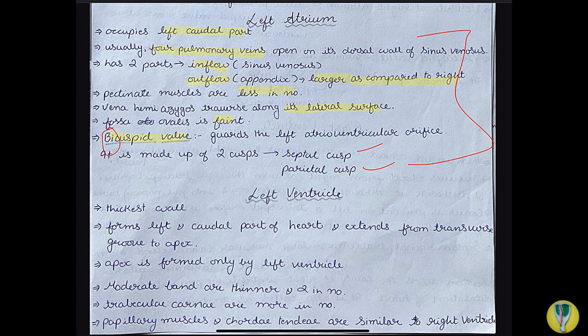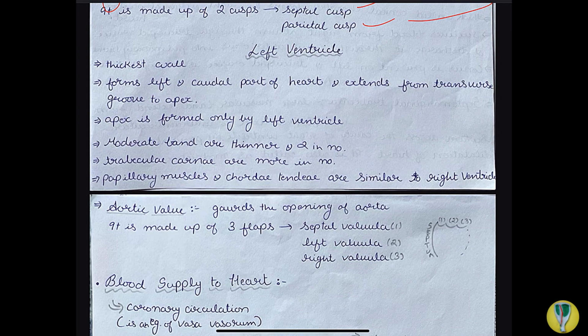Then at last we have the left ventricle. It has the thickest wall. It forms the left and caudal part of the heart and extends from the transverse groove to the apex. The apex is only formed by the left ventricle. Very important objective type question.